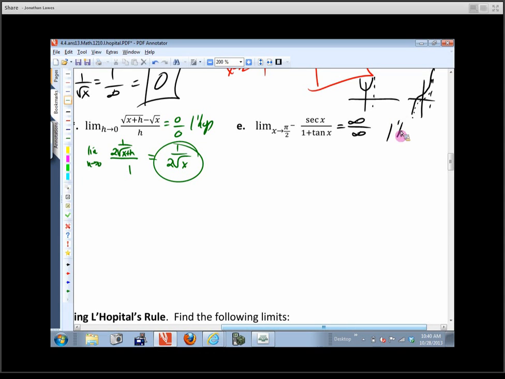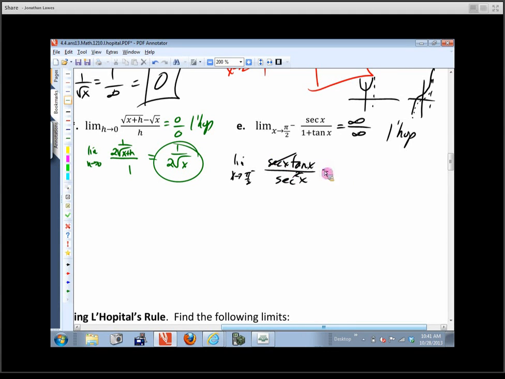Okay, so let's apply L'Hopital's rule here and let's see what we get. So I've got the limit as x approaches pi halves from the negative side. I need the derivative of secant, so I just need to rack my brain and figure that one out again. That one was relatively simple. It's not a co-function, so it's not negative. It's secant x, tangent x. And in the denominator, the derivative of 1 is 0, and the derivative of tangent is secant squared x. So I get to cancel a secant here with one of those there.